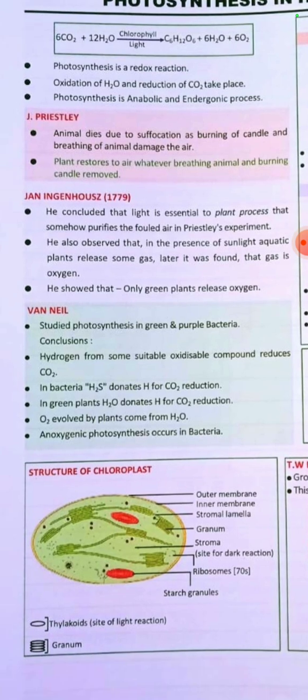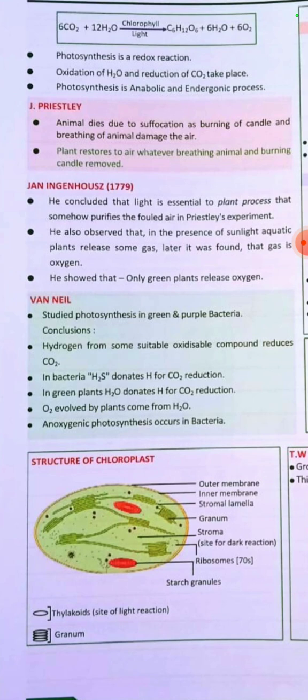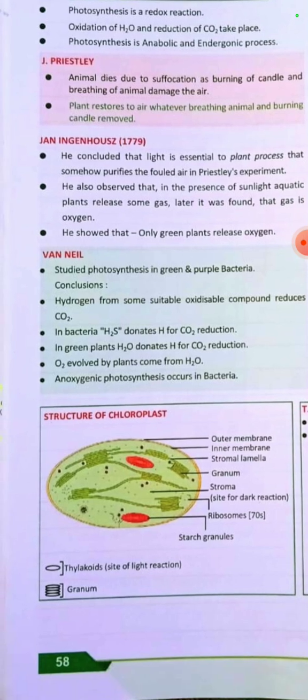Okay, so next, Jan Ingenhousz in 1779 concluded that light is essential to the plant process that somehow purifies the fouled air in Priestley's experiment. Next, he also observed that in the presence of sunlight, aquatic plants release some gas. Later, the gas was found to be oxygen. Next, he showed that only green plants release oxygen.